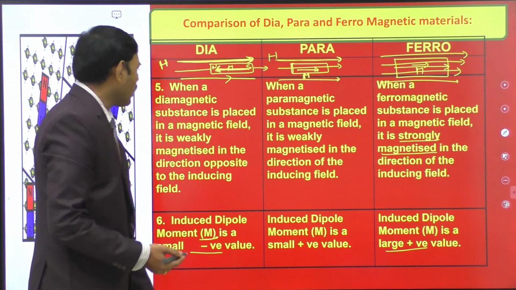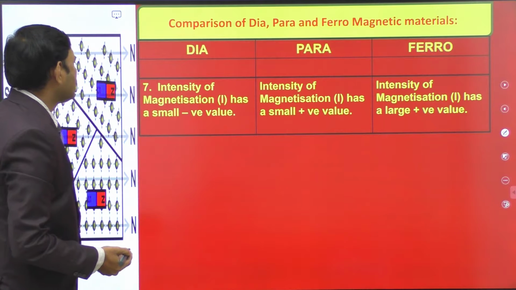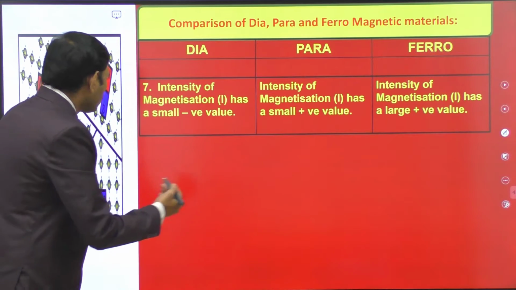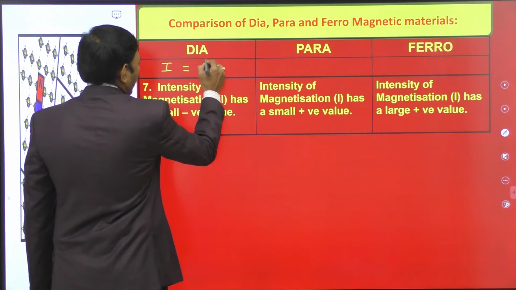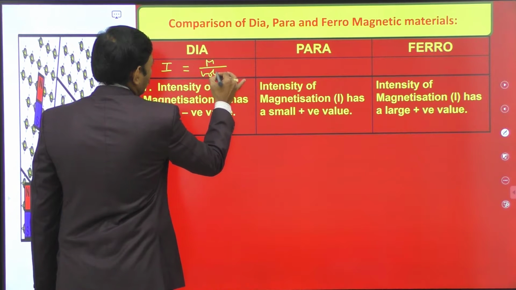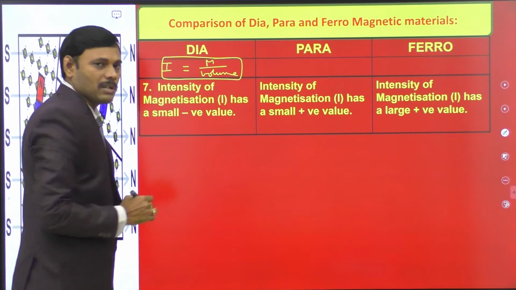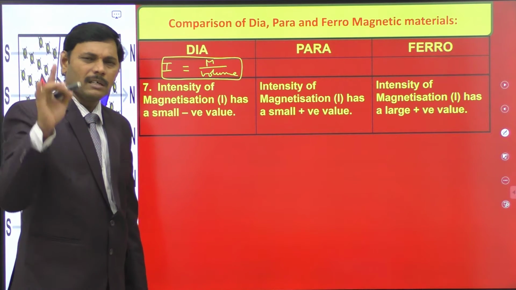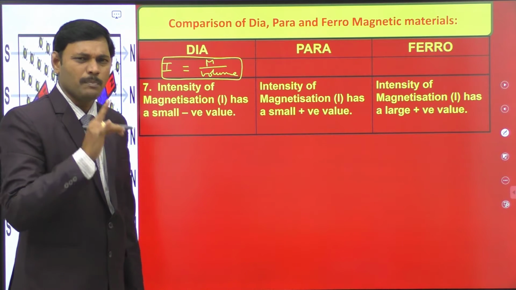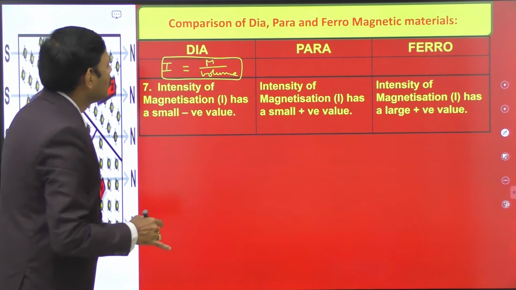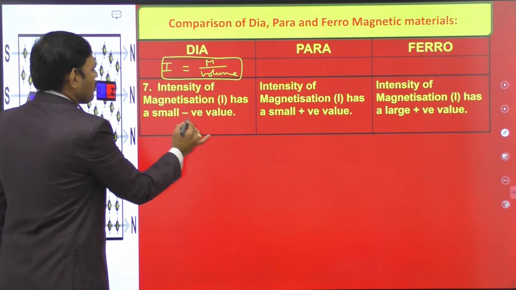So let us move on to the next point of the classification. The intensity of magnetization, so students, the expression for intensity of magnetization is magnetic moment per unit volume. This is the formula. Intensity of magnetization is the magnetic moment induced in a material per unit volume. Magnetic moment per unit volume is intensity of magnetization. As magnetic moment is negative, hence intensity of magnetization is small and negative.